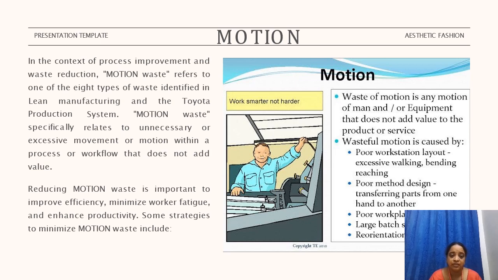This refers to one of the types of waste identified in lean manufacturing and the Toyota Production System. It specifically relates to unnecessary or excessive movement or motion within a process or workflow within a manufacturing unit. Reducing this motion waste will naturally improve efficiency, minimize workers' fatigue, and enhance productivity. So that is about motion waste.